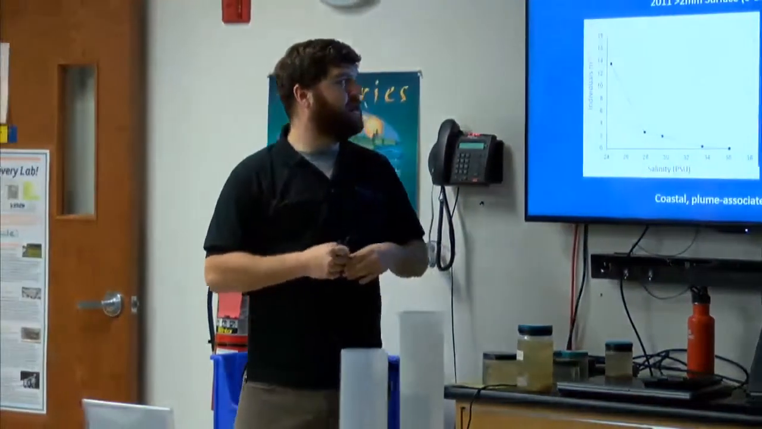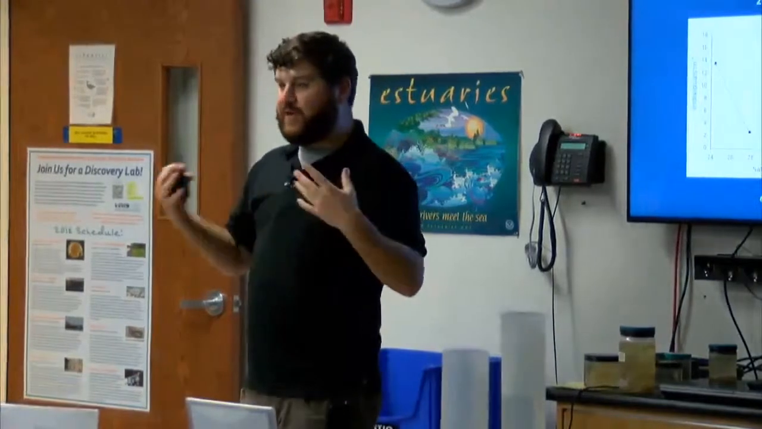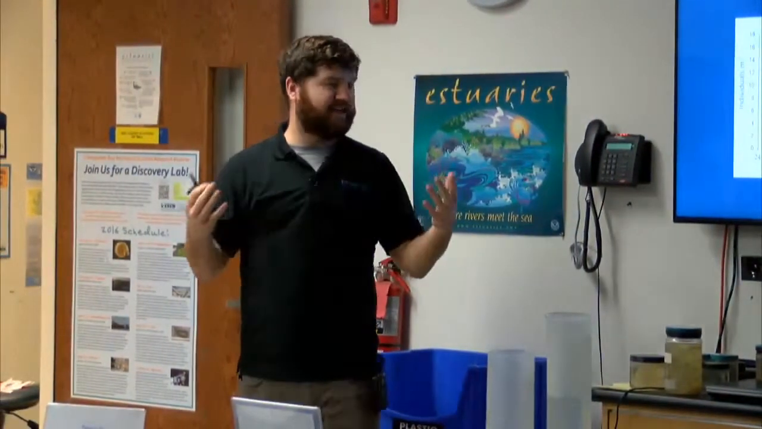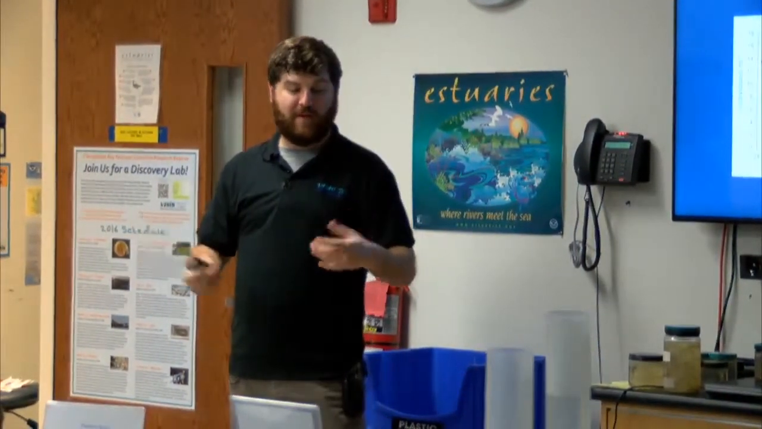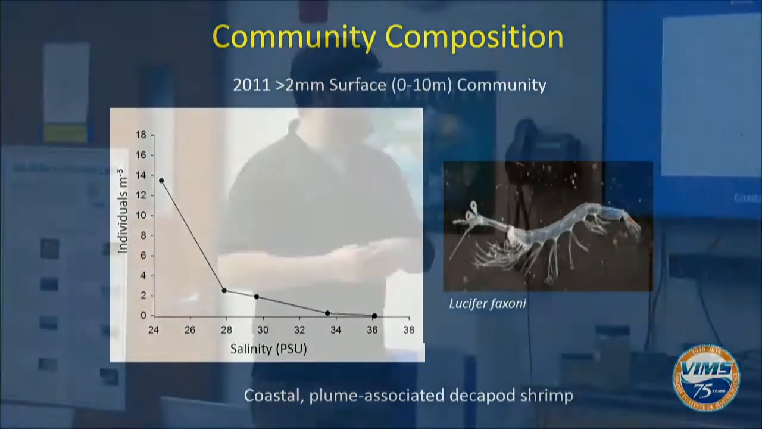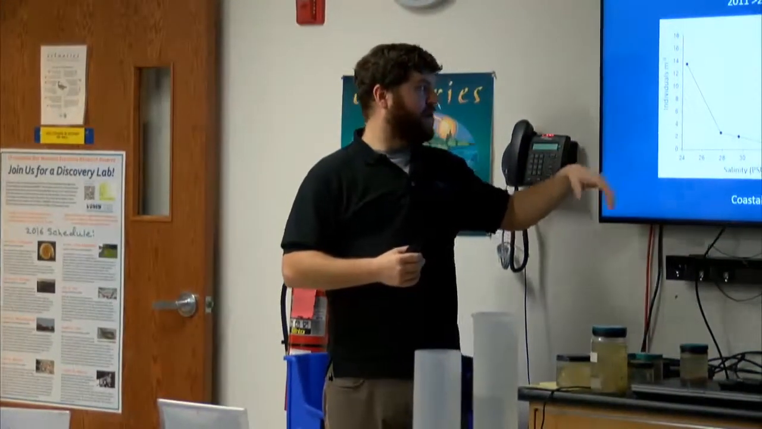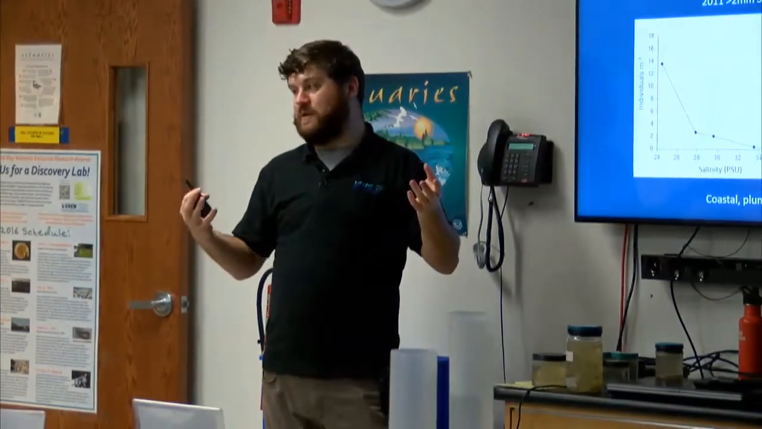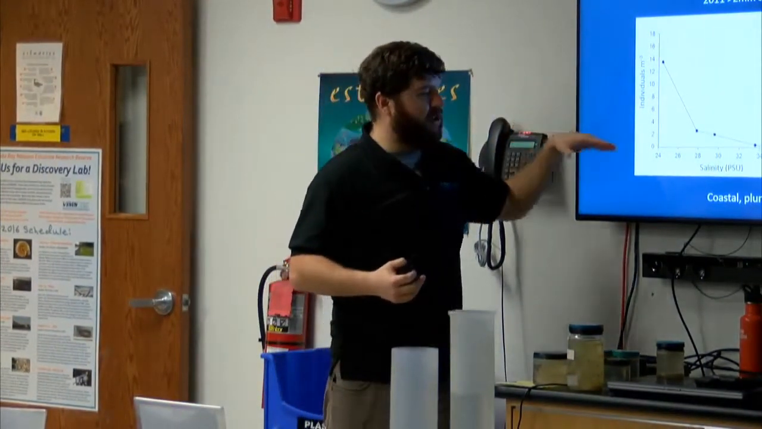All right, and then to kind of real quick just show you some of the data that actually supports what I'm talking about. This animal here on the right, it's called Lucifer faxoni. It's a decapod shrimp. It's a type of shrimp. It's not very big like the ones that we eat, but it's really important. This is a coastal organism though. So you find this all along the coast of North and South America. You can find it down in the Gulf of Mexico. And this graph is showing the abundance, so how many animals, along the salinity gradient.